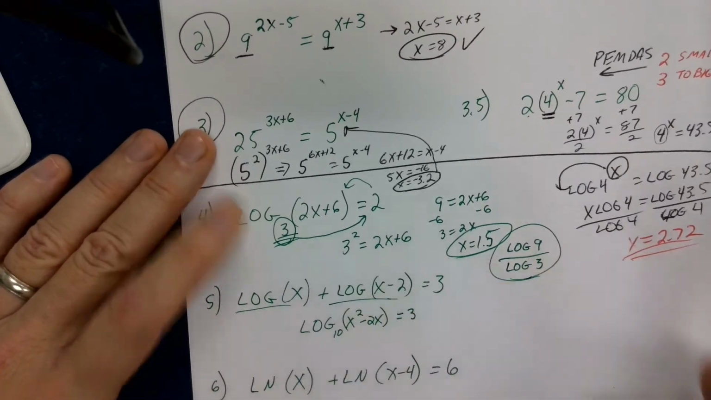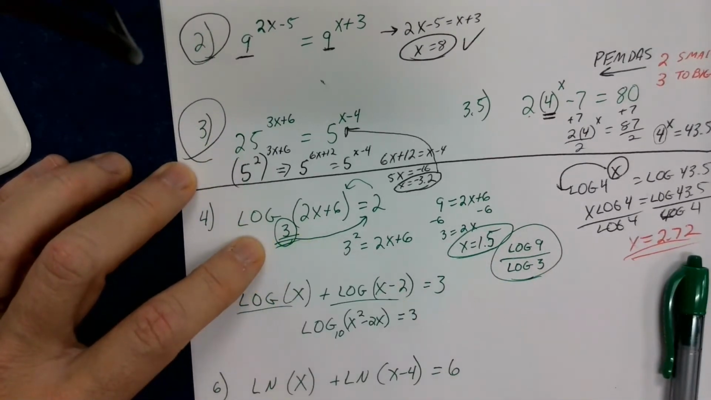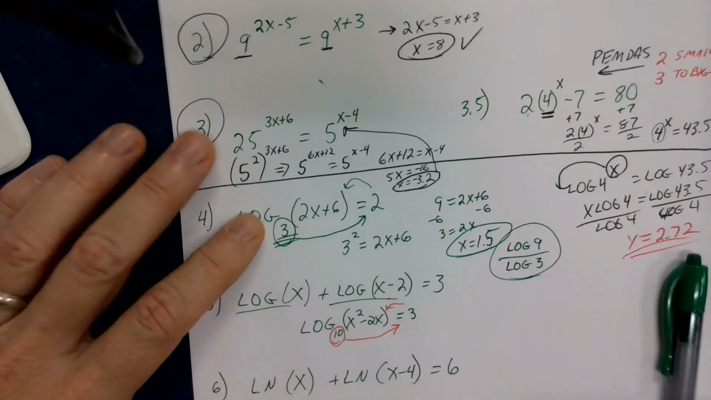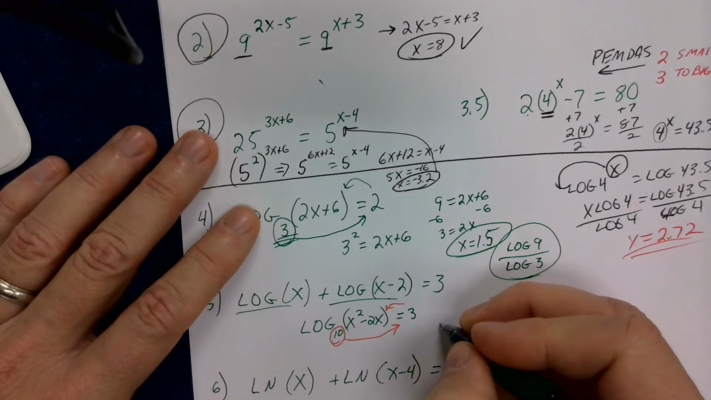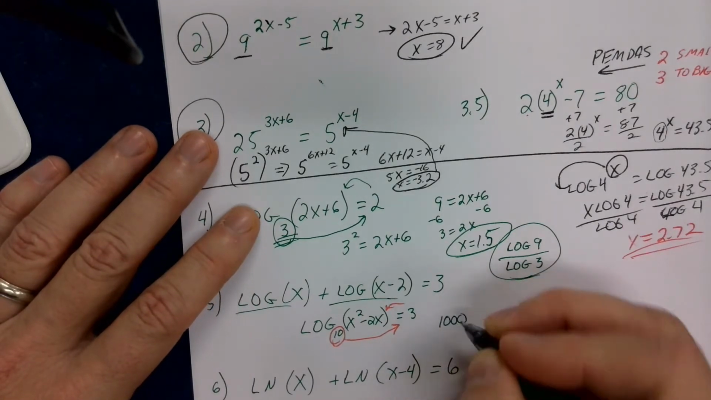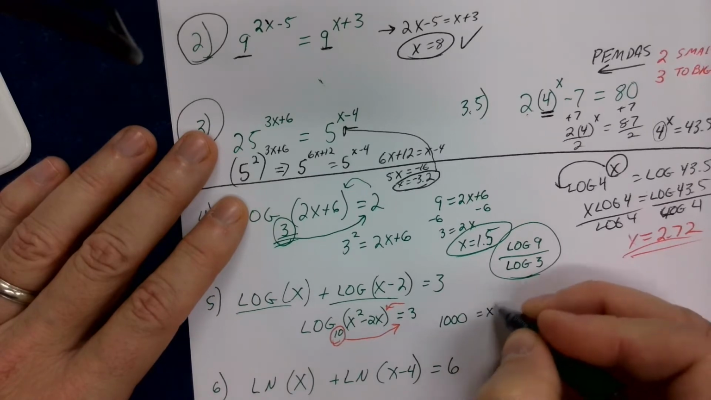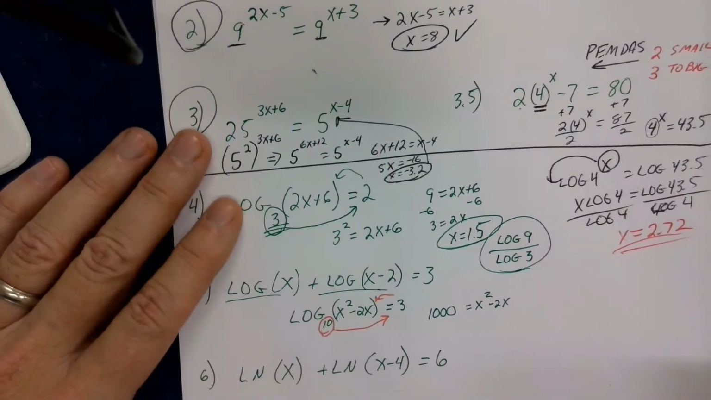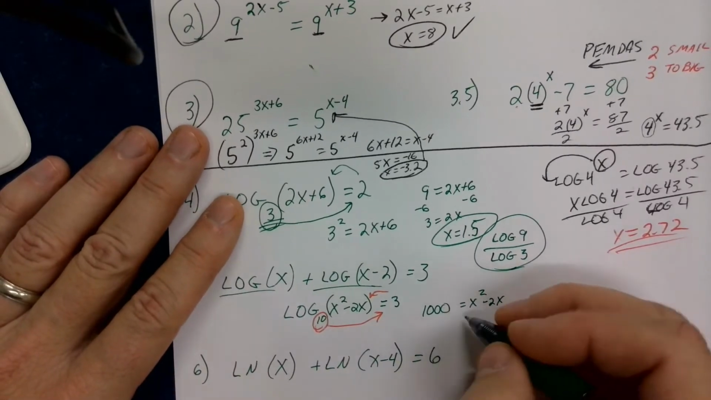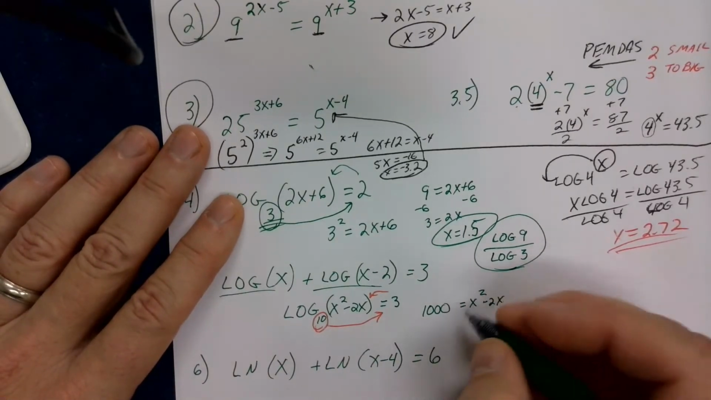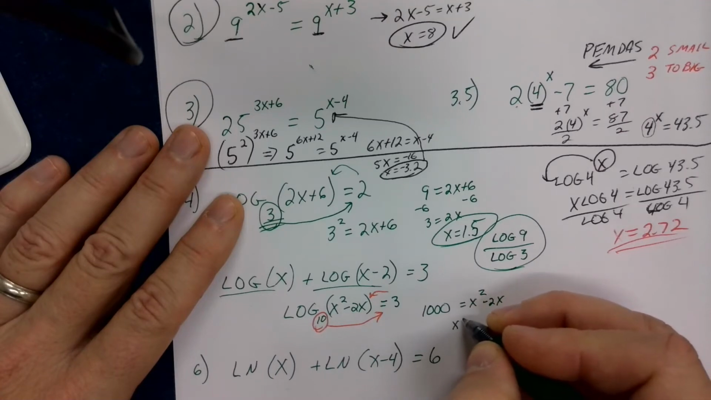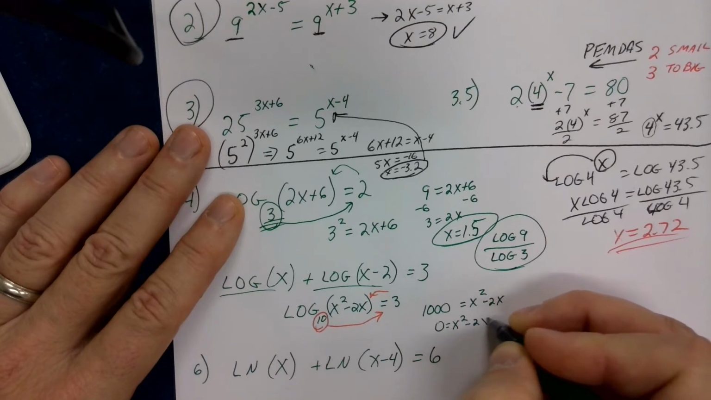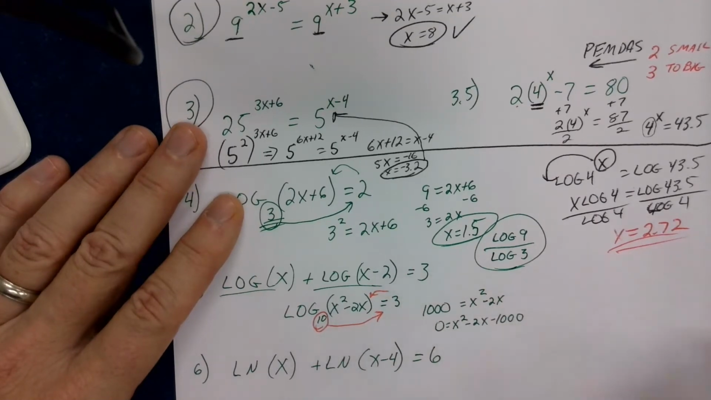So then I could do what I did on problem number 4. I do the base raised to that equals that. So now I get 1,000, because that's 10 to the third, equals x squared minus 2x. Whew. And then I set it equal to 0, so 0 equals x squared minus 2x minus 1,000.